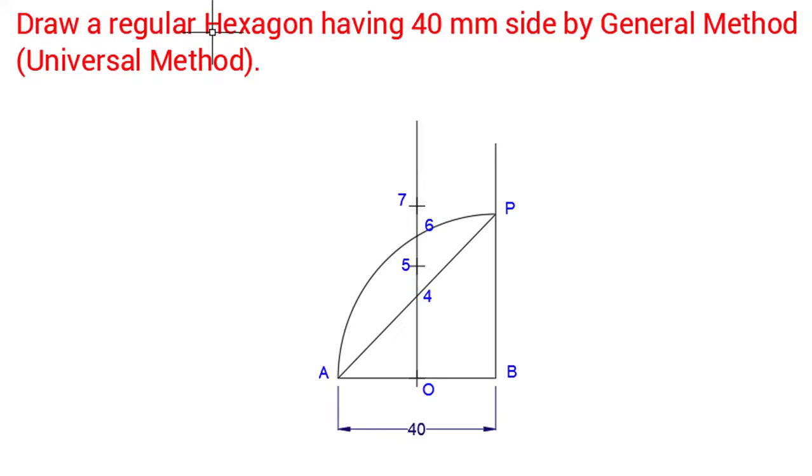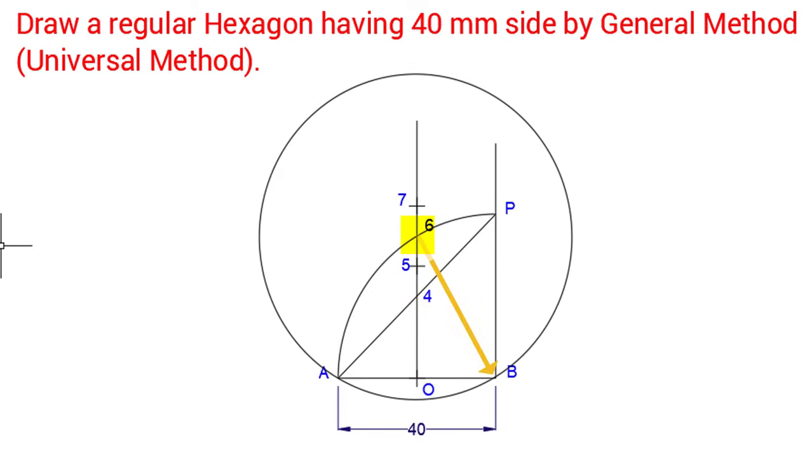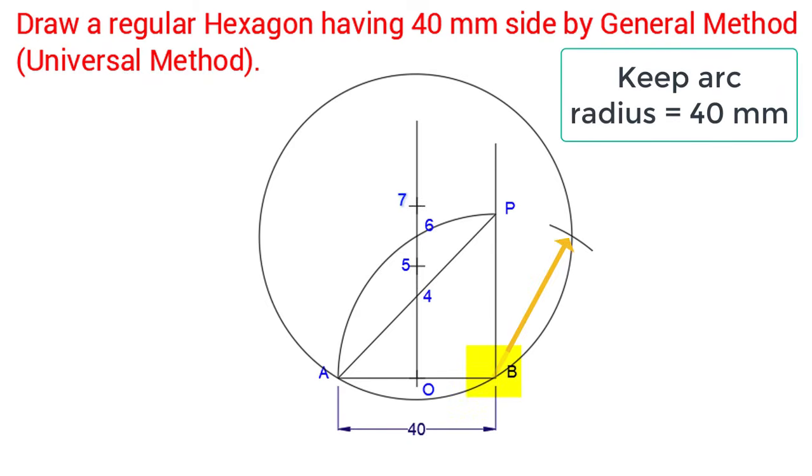As we want to draw a hexagon which is having 6 sides, so we will take point 6 as a center and draw a circle passing through point A and point B. Now set 40 mm distance as a radius in the compass and take point B as a center and draw an arc which will cut the circle and name that point by point C.